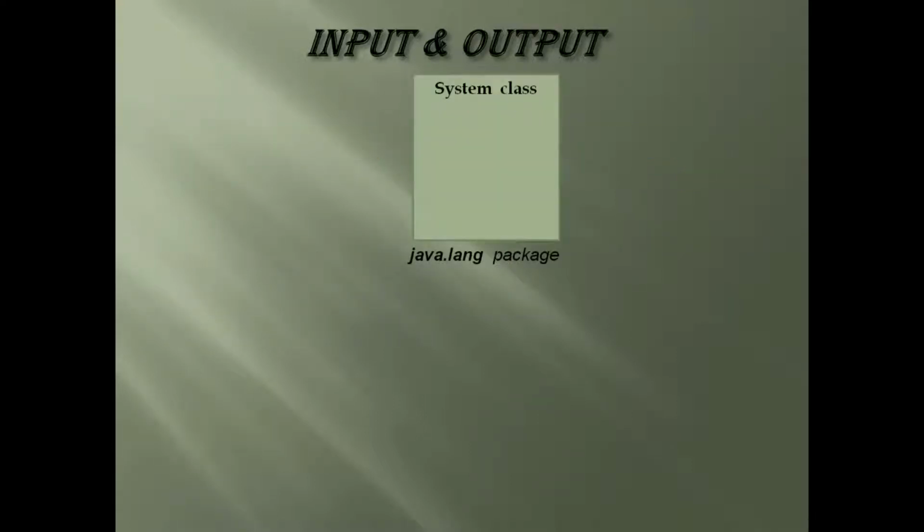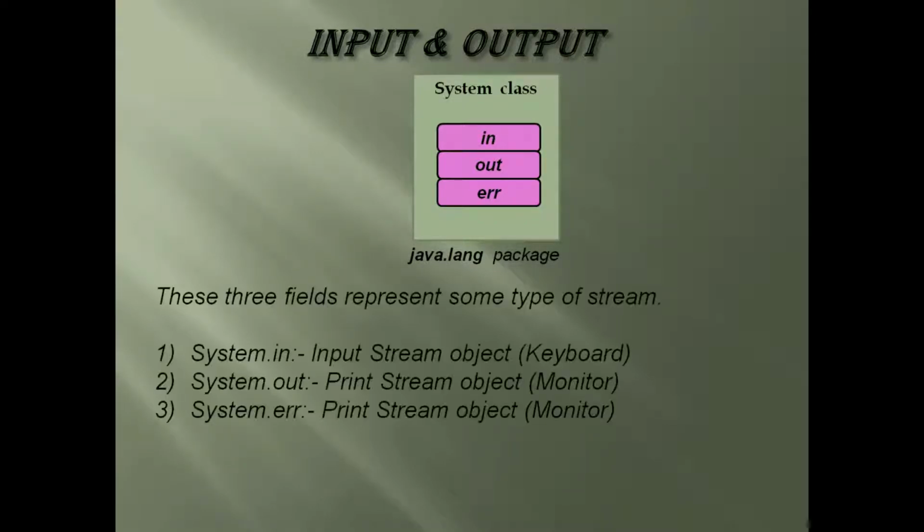There is a System class which is found in the java.lang package, and it has three fields. All these three fields represent some type of stream. System.in represents an input stream object, which by default represents the input device, that is keyboard. Means keyboard is represented by a field in, which is present in the System class.